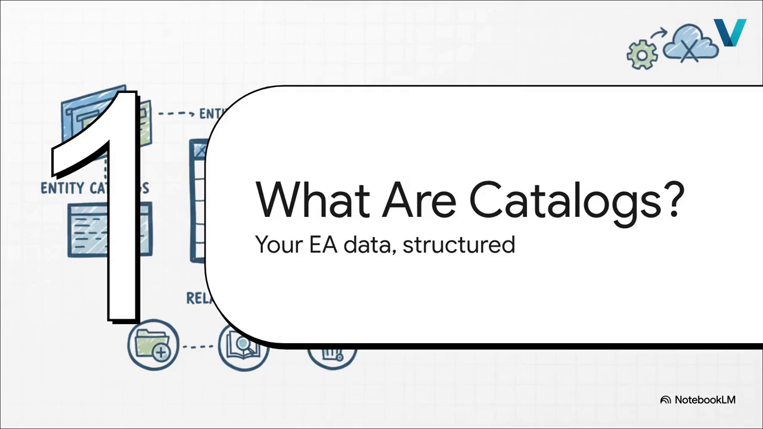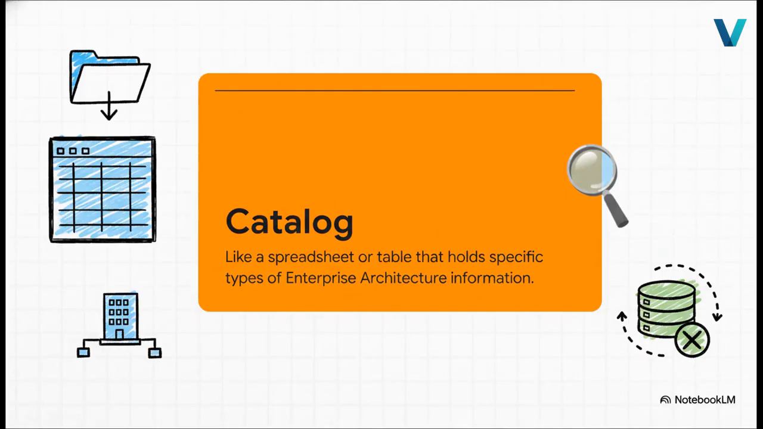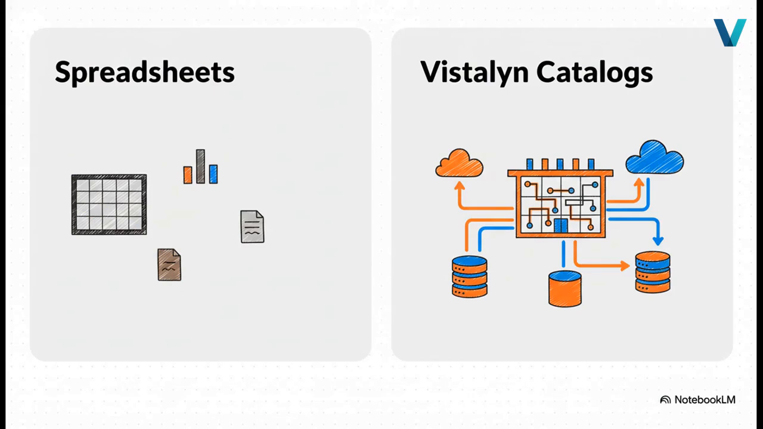Okay, so what are these catalogs really? The best way to think about them is as the fundamental building blocks for your entire enterprise architecture. They give you a perfect solid structure for all your data, which makes everything way easier to find, to understand, and to manage. When you boil it down, a catalog is kind of like a super smart spreadsheet or a table. But, and this is the key difference, it's a structured container that's been custom built specifically for holding enterprise architecture information.